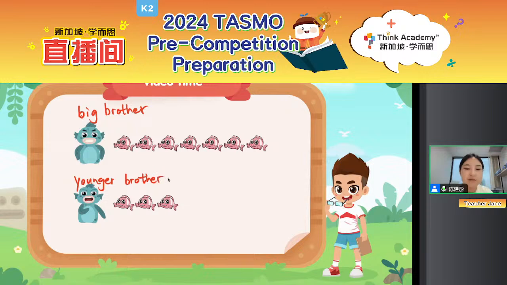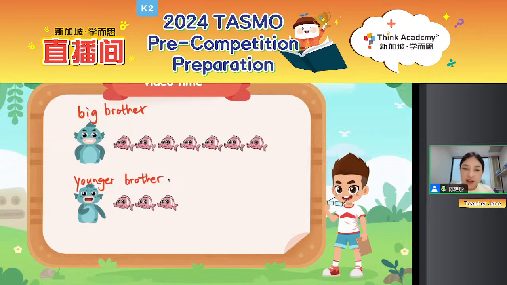So we can see today the big brother says, aha, I got 7 fish here. The younger brother says, why did you get so many? I only got 3. I'm so angry. So our task is to see how we can share the fishes equally among them.